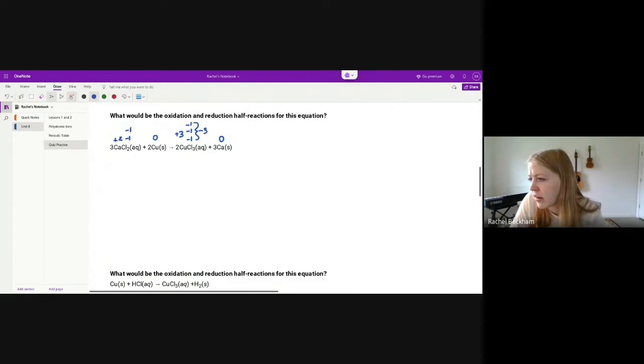So if you notice here, the copper went from having a charge of 0 to having a charge of +3. So the copper was oxidized. And then if you notice, the calcium went from having a charge of +2 to having a charge of 0. So the calcium was reduced, and then the chlorine didn't change at all. So we're not going to look at the chlorine. So let's do the copper part first.